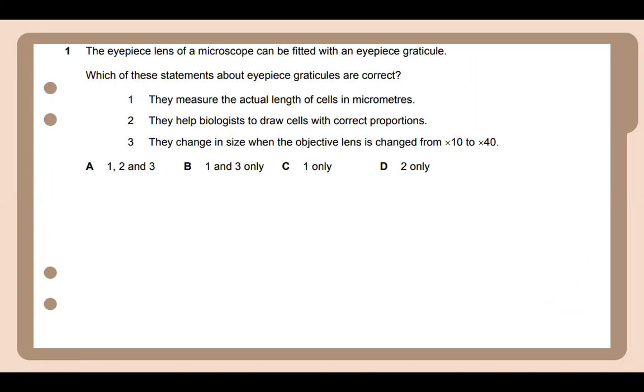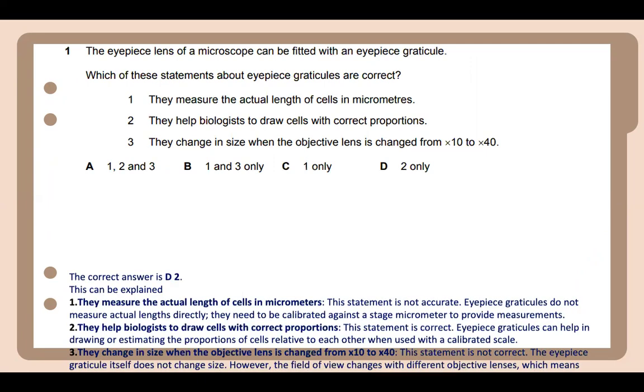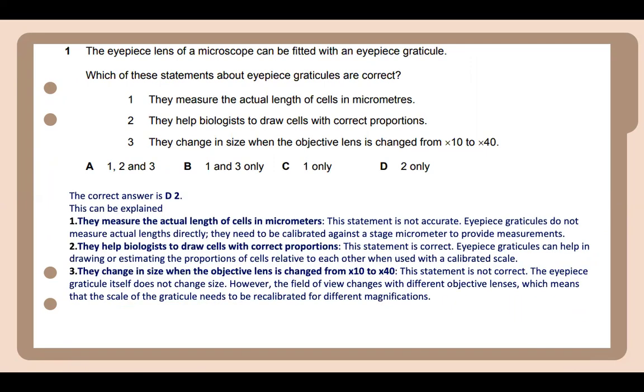The eyepiece lens of a microscope can be fitted with an eyepiece graticule. Which of these statements about eyepiece graticules are correct? The answer is statement 2 only. Because the eyepiece graticule can help in drawing or estimating the proportion of cells relative to each other when used with a calibrated scale.